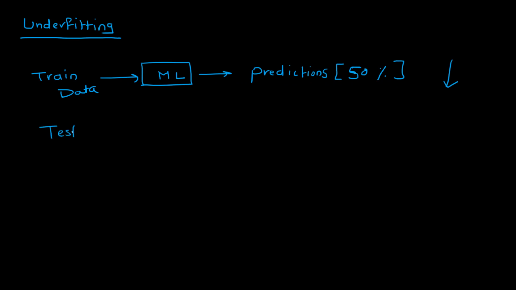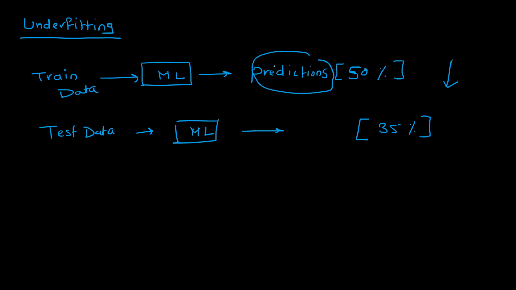When I apply the test data set on that particular machine learning model, in this situation probably I will get very bad accuracy here also. Suppose I get 35% or 40% accuracy, something like that. So on the training data, whatever predictions I am doing, I am getting less accuracy, and for the test data also I am getting less accuracy.